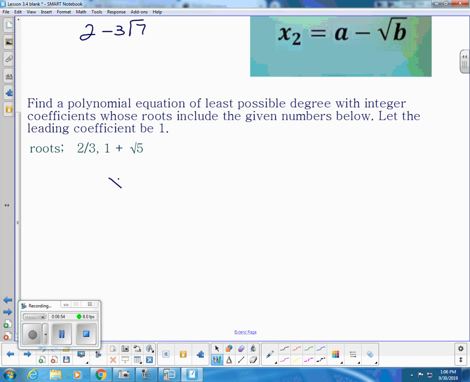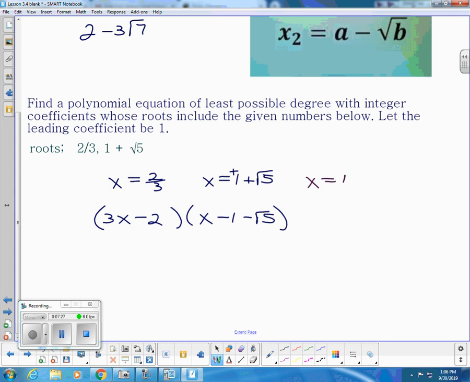So if I tell you x equals 2/3, what's my factor? 3x minus 2, good. If I tell you x equals 1 plus the square root of 5, both of these are positive over here, so when I move them over to the left with the x, they're both going to become minuses. What else must be a root? x equals 1 minus the square root of 5.